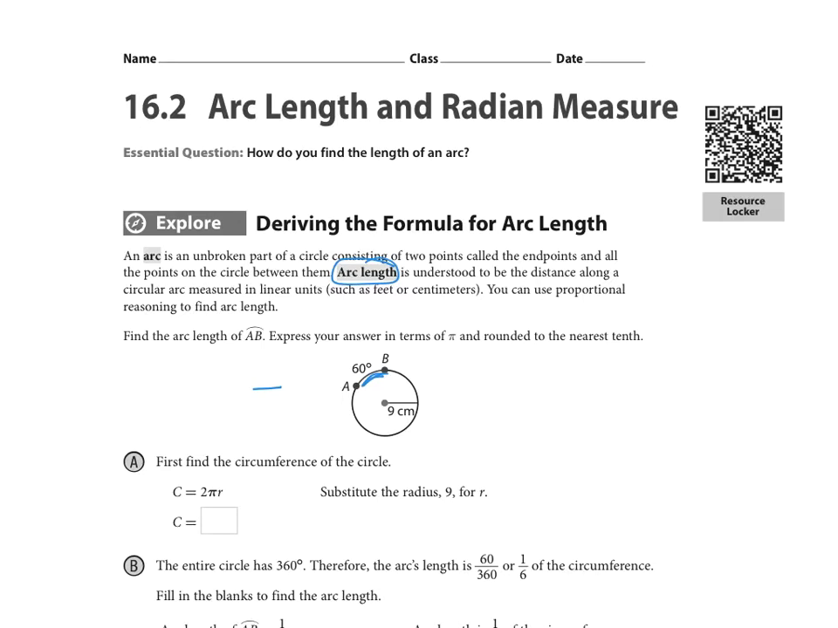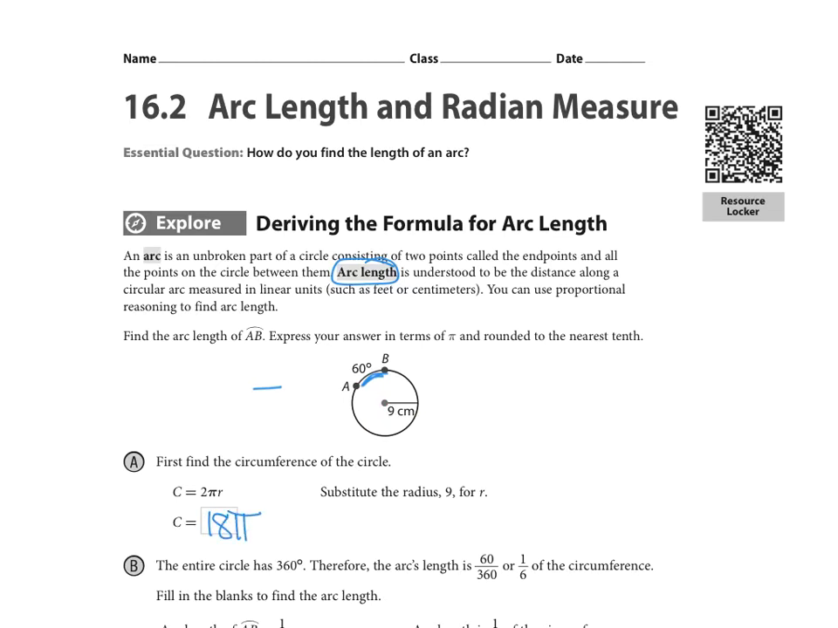So the first thing we're going to do as we're deriving the formula for arc length is, if we realize that the arc length is part of the bigger circumference, then it would be good to know what the whole circumference is. So good thing we just watched that video and you already know that formula is C equals 2 pi r. In this diagram in the Explore, our radius is 9 centimeters, so we substitute 9 in there, and we should get that the circumference is 18 pi.